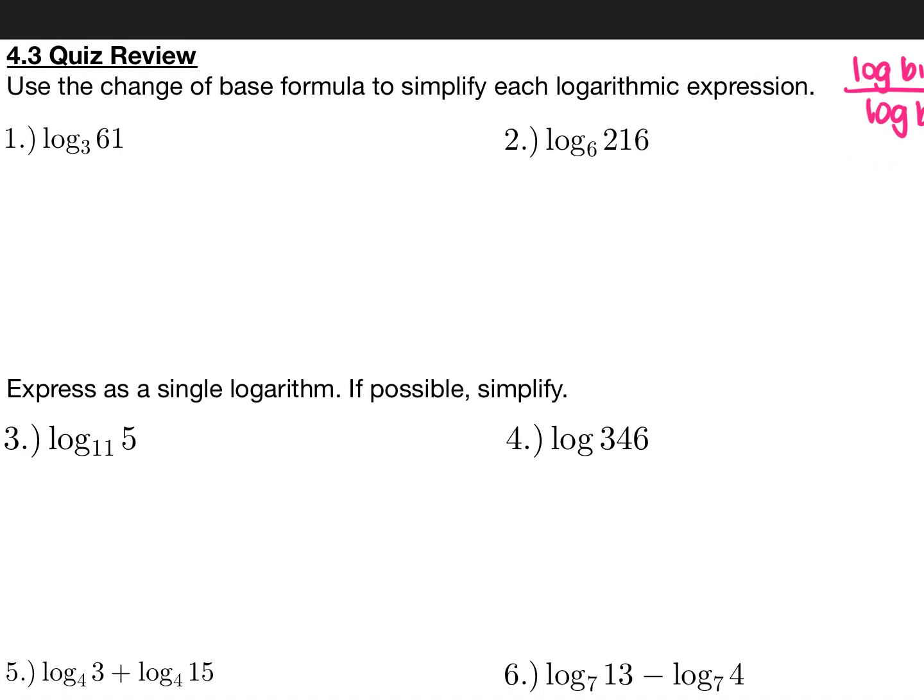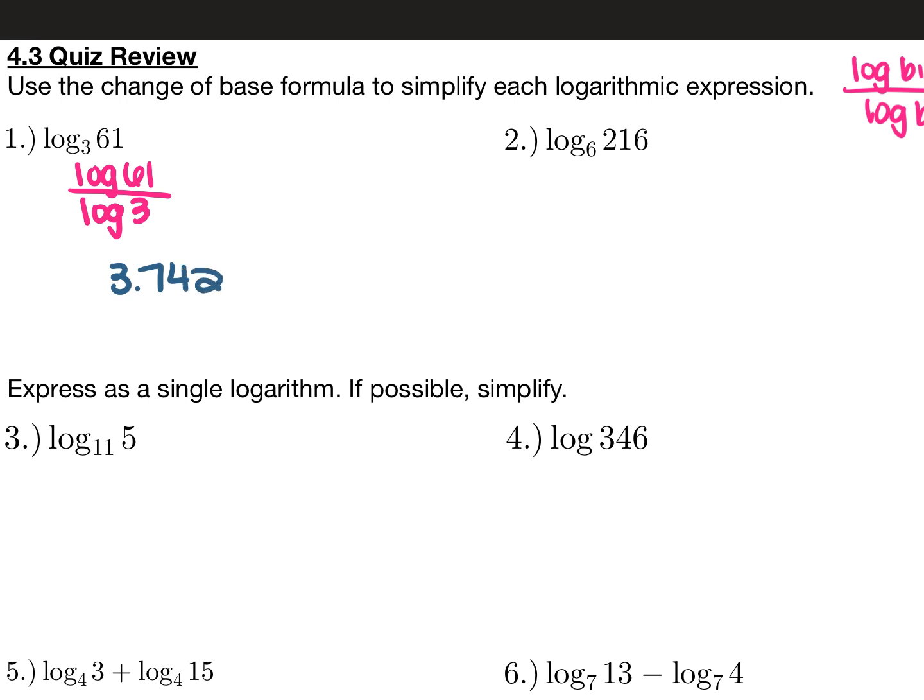So for number 1, you're given log 3 of 61. You can't raise 3 to a power to give you 61. So we're going to take the log of 61 divided by log of 3. So we use our calculator: log 61 over log 3. That comes out to 3.742, rounded to 3 decimal places.